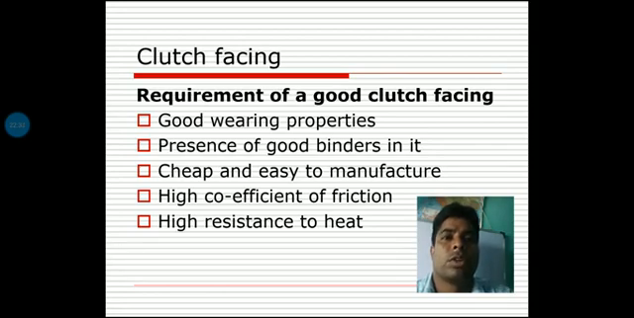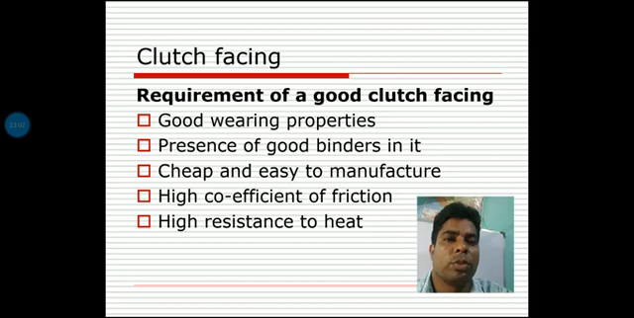First one is good wearing properties. Number one, the clutch has good wearing properties. Number two, presence of good binders in it. Presence of good binders in it. So that is actually the case of the good binder, which is actually used for the clutch design.